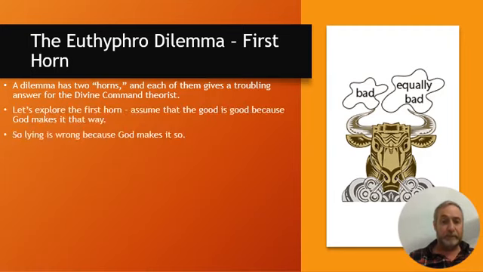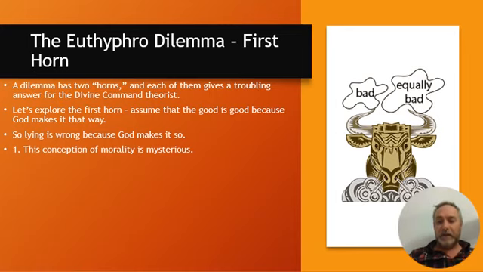So let's look at the first horn. Here's one interpretation of what we mean when we say, for example, murder is wrong because God says so. Let's assume that murder is wrong literally because God said it, not that God says murder is wrong because it is wrong. Again, I know it's tricky language, but we're going to deal with it over and over, and you'll be clearer on the distinction soon. So, for example, lying is wrong just because God said so.